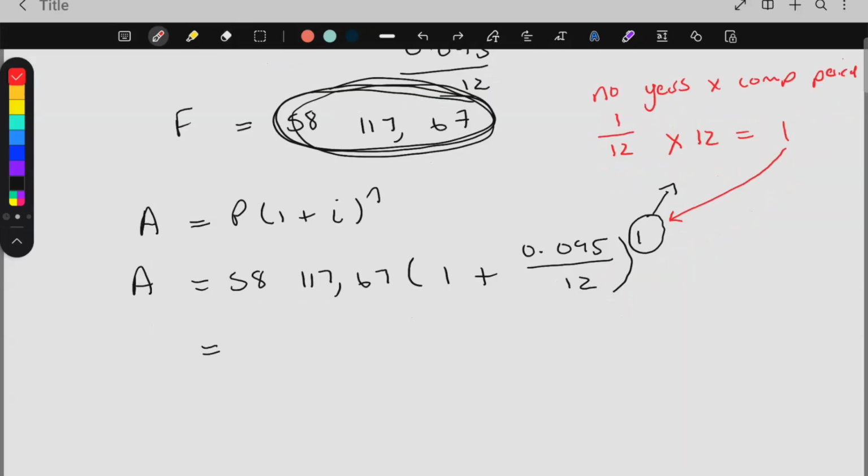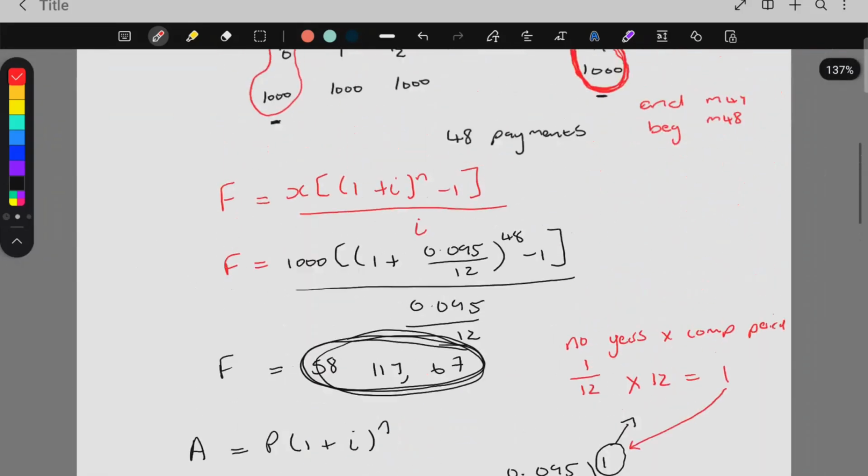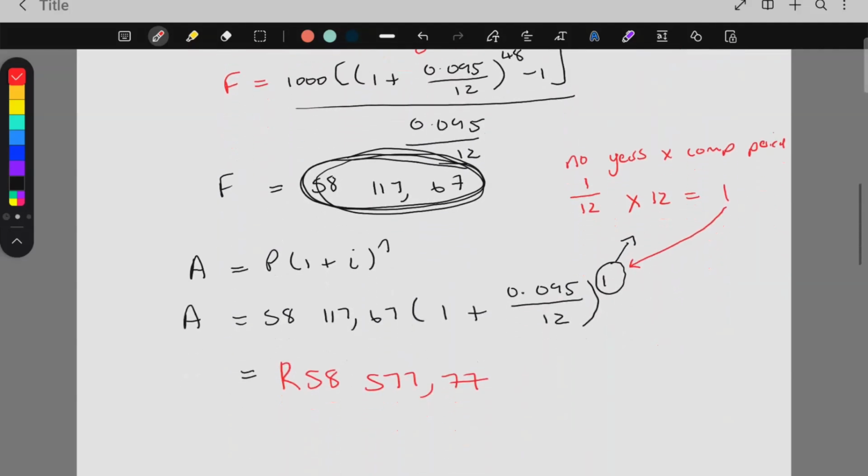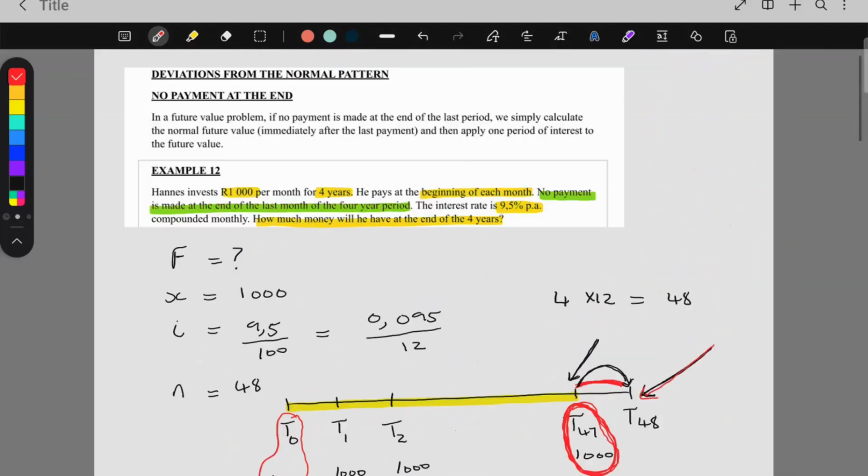Put all of that in the calculator and you will get your final amount, which is 58,577.77. That's how much money is in the account at month 48. So that's how you do the special case of the F formula when the last payment is not at the end.